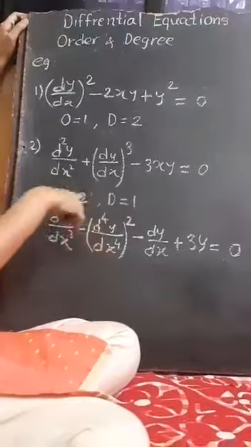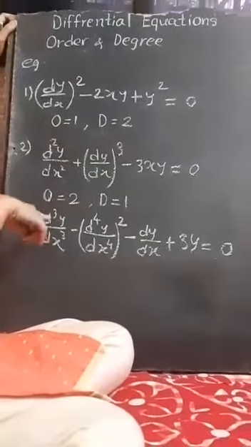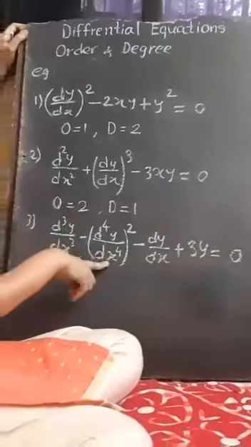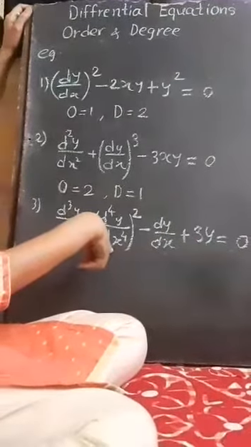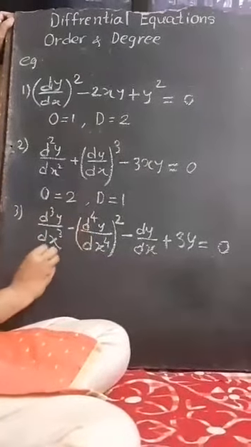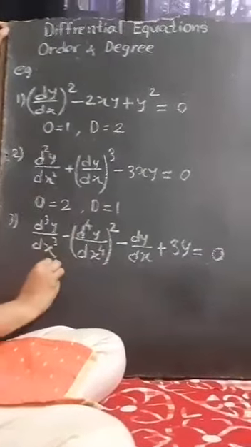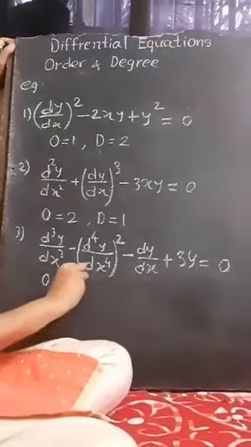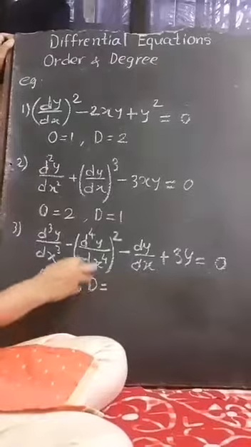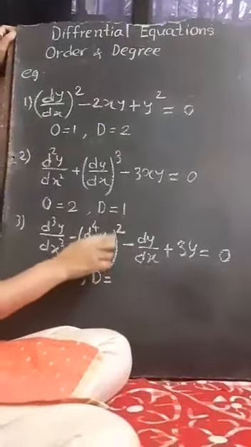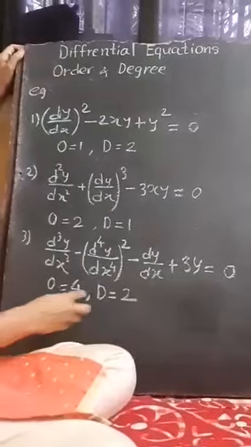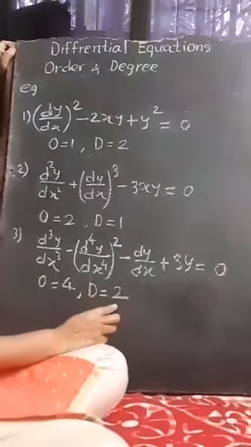Not necessarily the initial one will be the highest order derivative. What is the highest order derivative here? It is d raised to 4 y by dx raised to 4. So it is a fourth order derivative. That's why what is the order of this differential equation? Order is 4, and the degree of this differential equation is the degree of that highest order derivative. So what is the degree? Now the degree of this differential equation is 2.